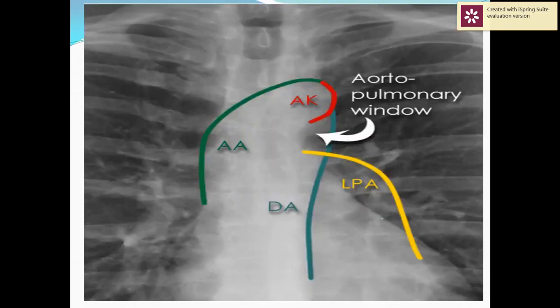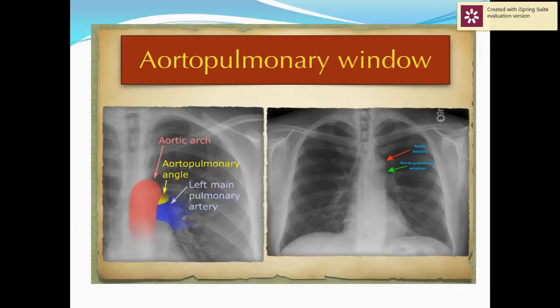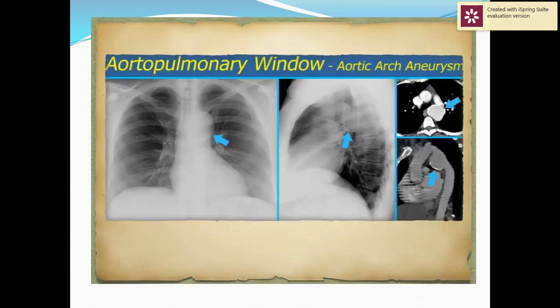Fullness of the aortopulmonary window can give us an idea about bronchogenic cancer, mediastinal lymph node enlargement, or aortic aneurysm. This is a case of aortic arch aneurysm. As we see here, there is obliteration of the aortopulmonary window.